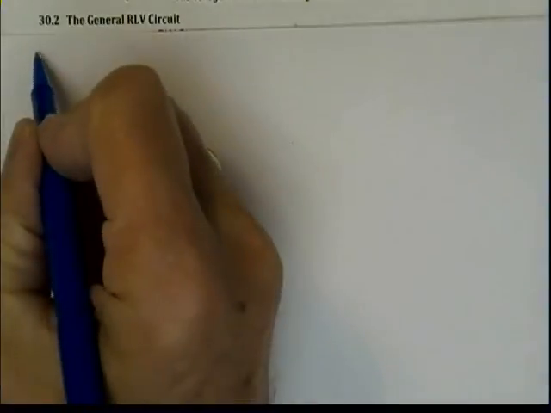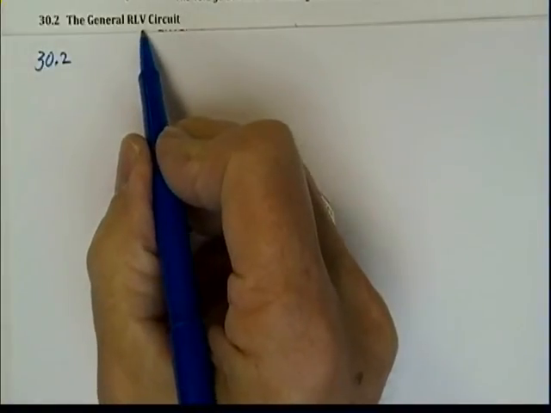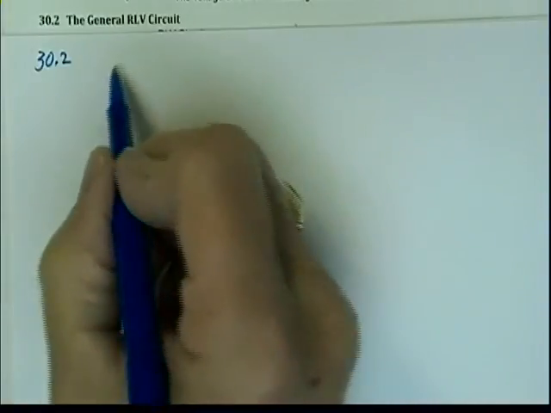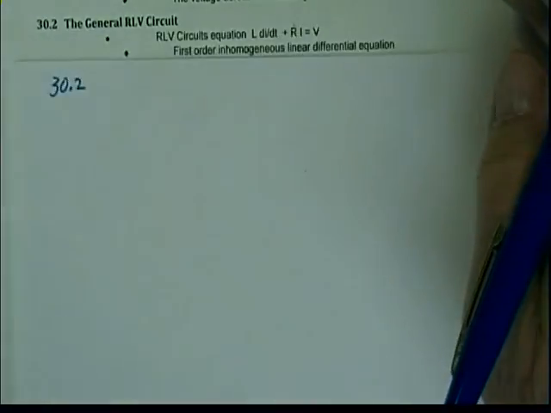We continue now with section 30.2. This is the general resistor, inductor, and voltage circuit. You notice we don't have a capacitor in here yet. We're working up to that. So we're going to imagine that we have a circuit.